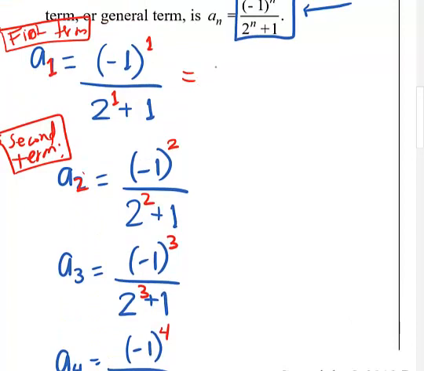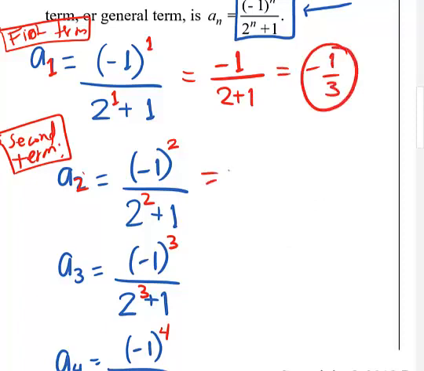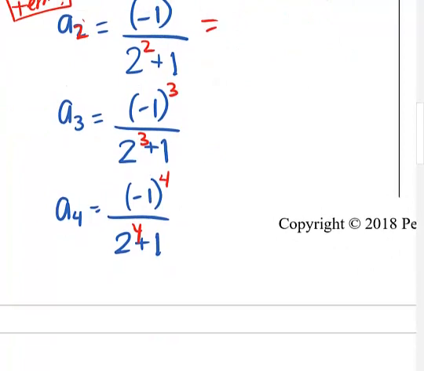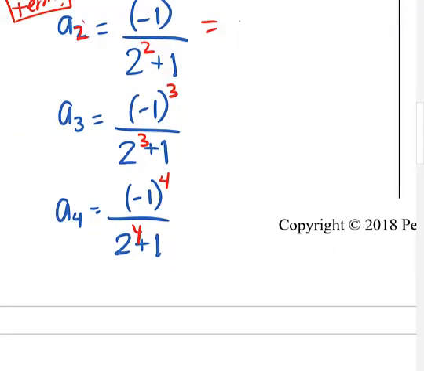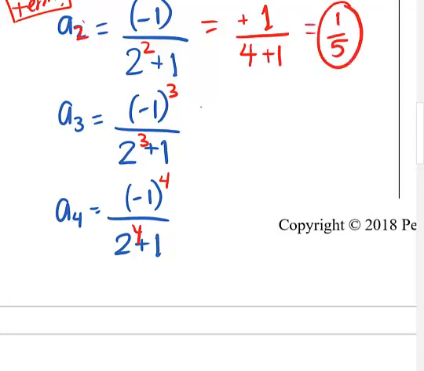Negative 1 to the 1 power is negative 1, over 2 to the 1 power is 2, plus 1. Looks like we got negative 1/3 for our first term. And then the second term, you have negative 1 to the second power. That's negative 1 times negative 1, so it's positive 1, over 2 to the second power is 4, plus 1 makes 5. Looks like 1/5 is our second term.